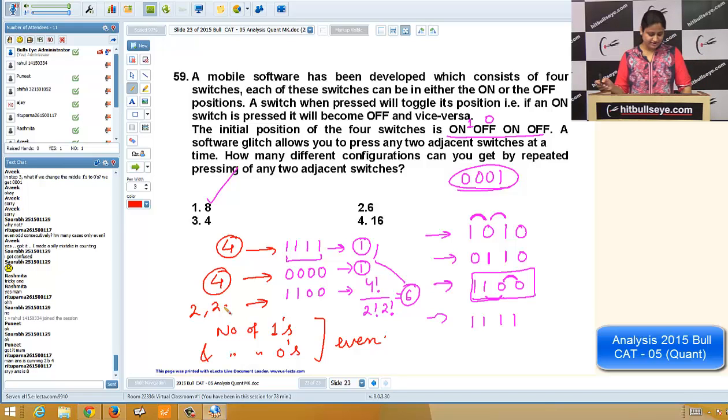Yes, CAT is drawing near. So these silly calculation mistakes are not affordable. Please be attentive whenever you are calculating. Yes, the answer is 8 in this case. Yeah, any problem still in this set?